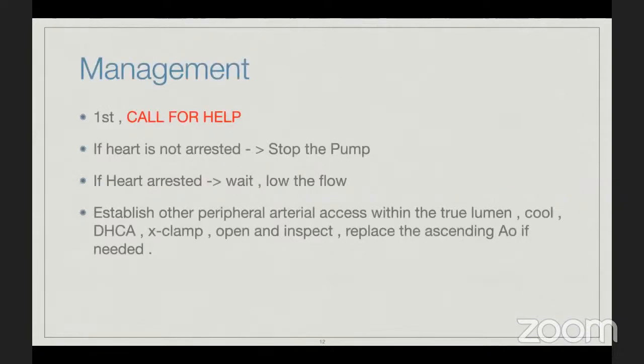So first of all, you need to call for help and stop the pump if the heart is not arrested. In case you already arrested the heart and then suspected the iatrogenic aortic dissection, you need to wait and lower the flow, establish another peripheral arterial access within the true lumen, cool the patient down, go to circ arrest with deep hypothermia, cross clamp and open the aorta and inspect for the dissection, and evaluate whether there is a need to replace the ascending aorta or not.